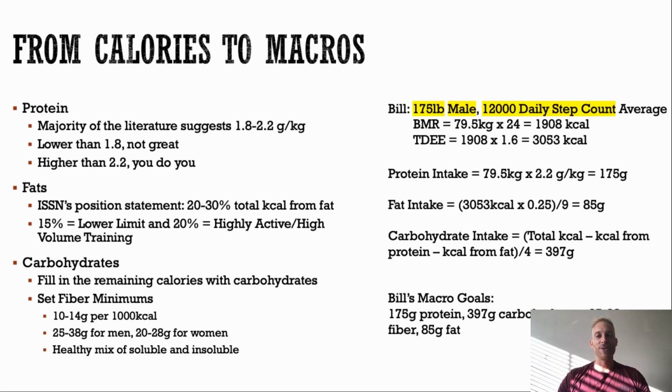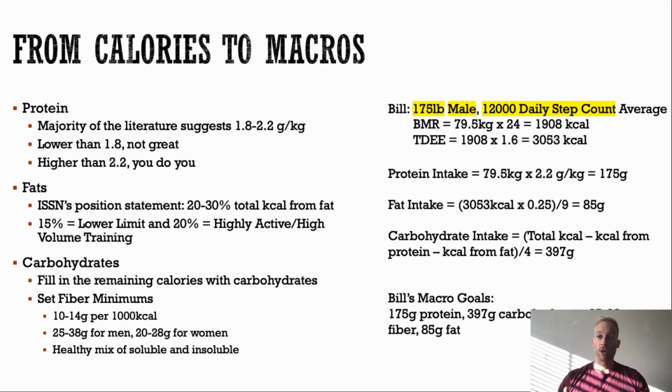Let's calculate Bill's actual macros. So Bill, 175-pound male, 12,000 daily step count average, calculated his TDEE to be 3,053 calories. So what's his protein intake? Body weight in kilos times 2.2. So let's say Bill is a bodybuilder who's looking to compete. So he's on the higher end. He wants to spare as much muscle mass as possible.